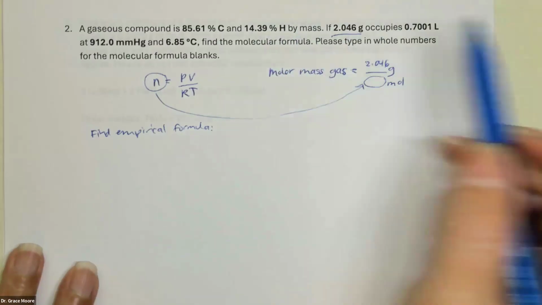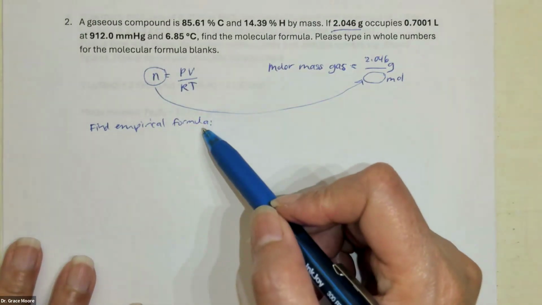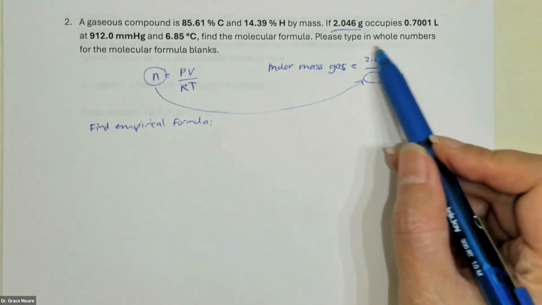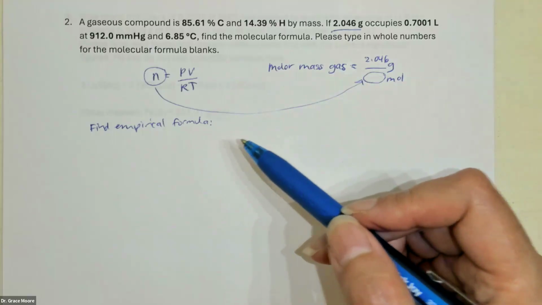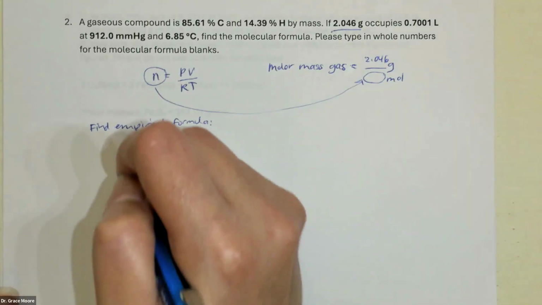Based on these 2 parts, the carbon and hydrogen. And then once we get the empirical formula, we'll get the mass of the empirical formula. And then you take the molar mass, you divide it by the empirical formula mass to get your factor of how many times to multiply it with. So let's go ahead and get started.